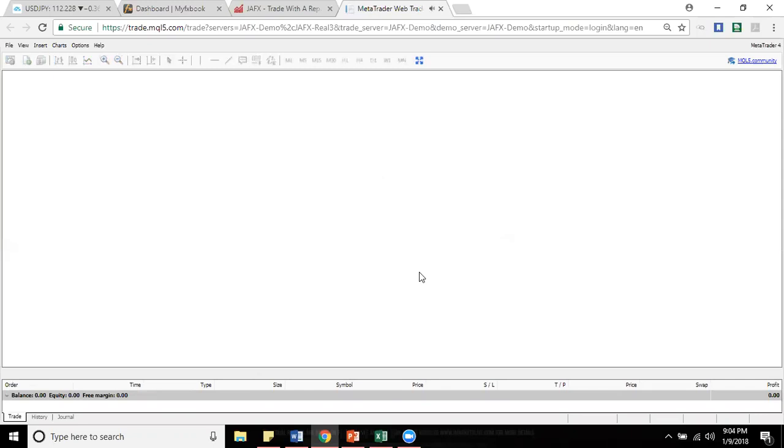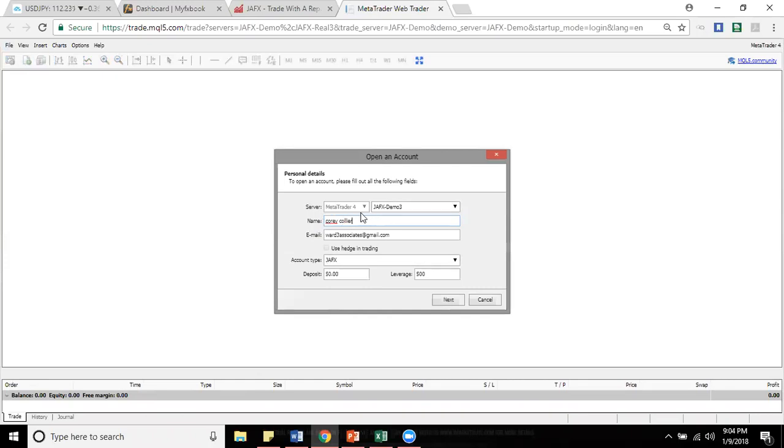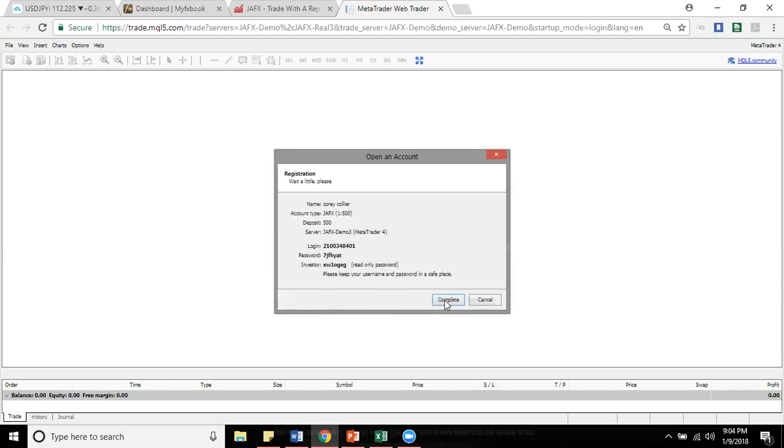All right. So this is the web platform of the mobile MetaTrader 4. What you want to do, once you click on Web Trader, is come to File and go to Open a demo account. You're just going to type in your name, email address, account type, and your deposit, guys, is going to be $500. Your leverage is going to be 500. From there, just hit next. Once it shows you your login and your password, jot this down, screenshot it, take a picture of it, because that's your login for the MetaTrader 4 that you're going to now download.